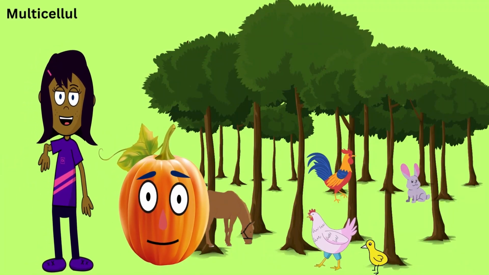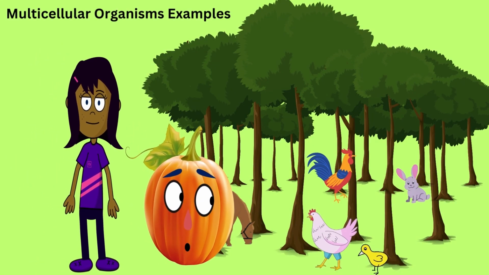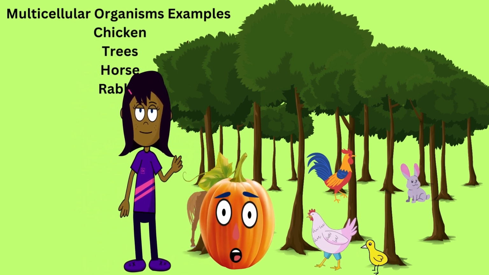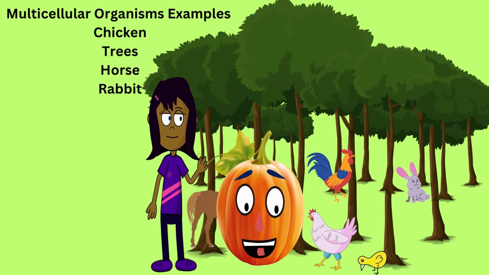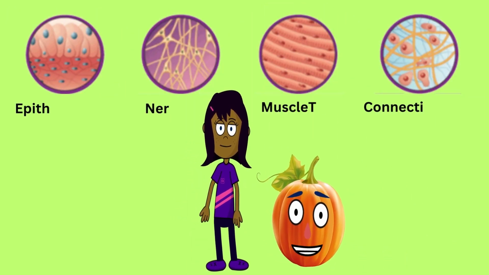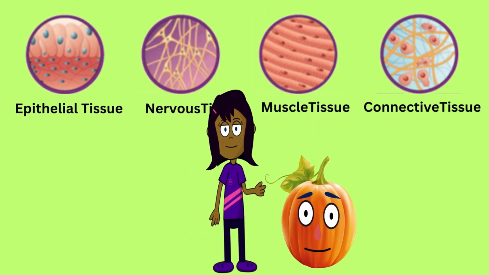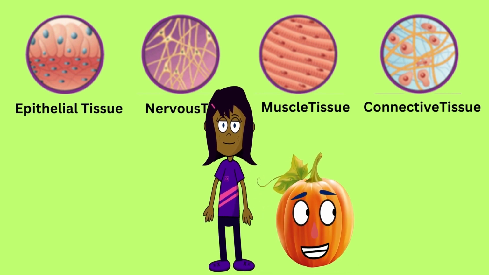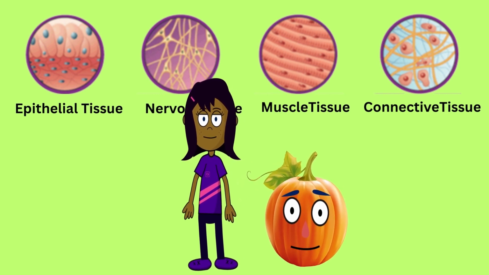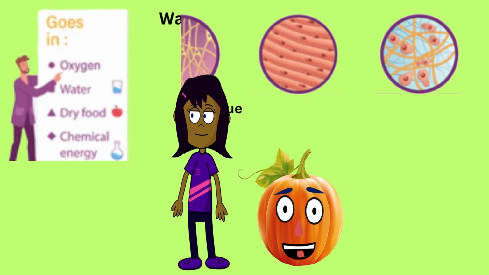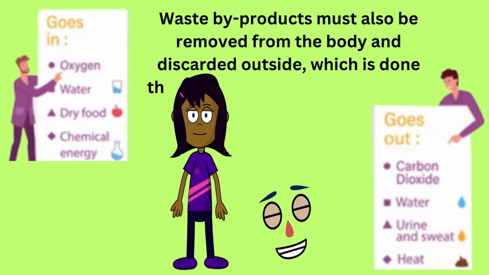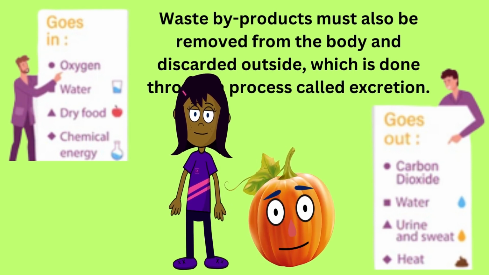What happens in multicellular organisms? In multicellular organisms, not all cells are in direct contact with the surrounding environment. Therefore, simple diffusion is not enough to meet the requirements of all the cells. Specialized tissues are developed for the uptake of food and oxygen, and a transportation system is necessary to carry food and oxygen from one place to another in the body. Waste byproducts must also be removed from the body and discarded outside, which is done through a process called excretion.